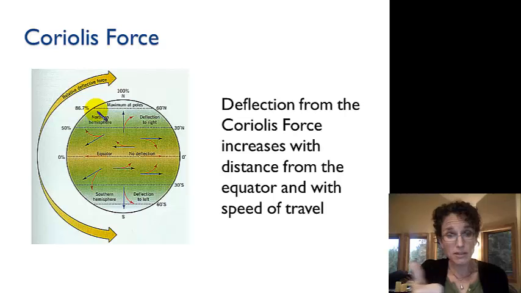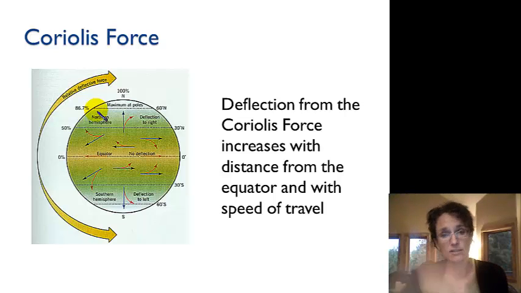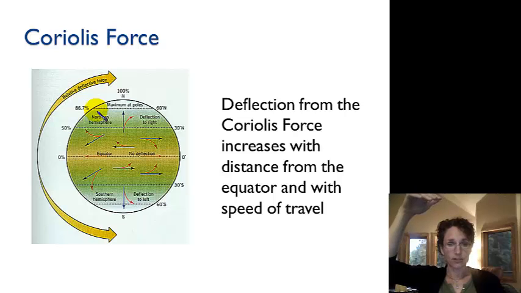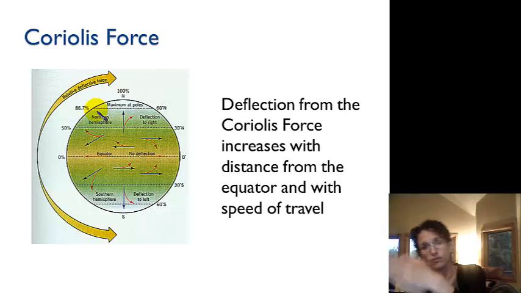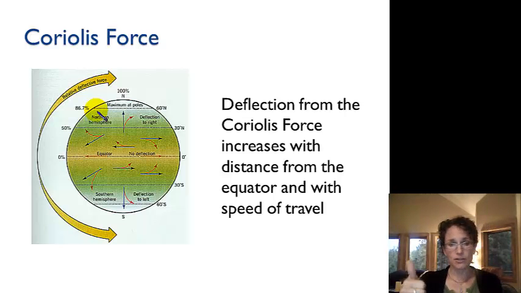So as wind speed increases, the Coriolis deflection increases, and as our distance from the equator increases, either to the North Pole or to the South Pole, that Coriolis effect increases. So it deflects to the right in the northern hemisphere, to the left in the southern hemisphere, and increases with latitude either to the north or the south, and it increases with our velocity.